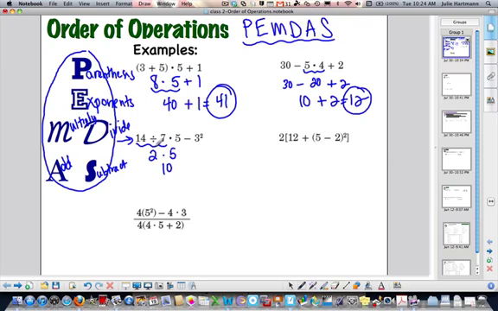Okay, this next one we already started. We have 14 divided by 7 is 2, times 5 is 10. 3 squared is 9. Okay, that's one thing you need to do before you subtract. 10 minus 9 is 1.